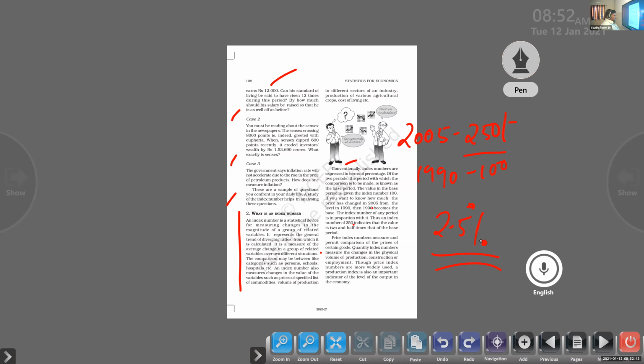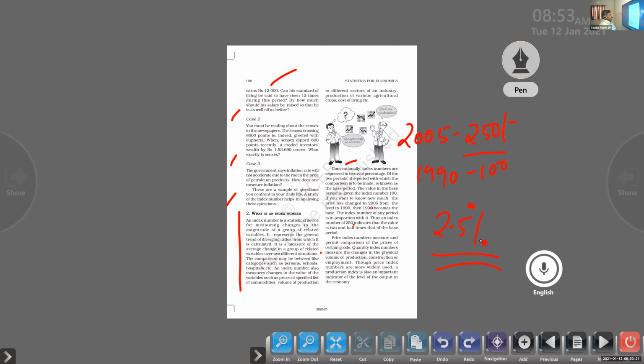Price index numbers measure and permit comparison of the prices of certain goods. Quantity index numbers measure the change in the physical volume of the production. Underline quantity index numbers. Price index numbers are related to the price of the commodity. Next one, quantity index numbers measure the change in the physical volume of production. It discusses the change in the commodity produced, construction or employment.